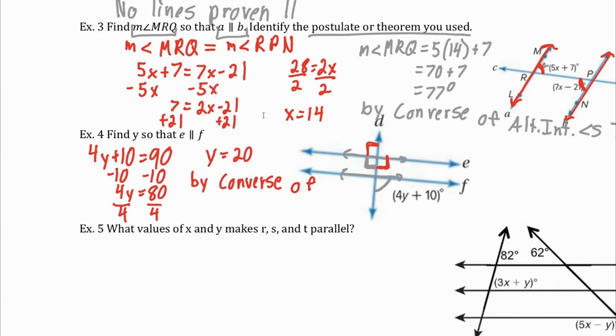If I picked that angle, then I would say alternate exterior. If I picked this angle, then I would say corresponding. There's lots of options. So I am going to pick this one, and I would say the converse of the corresponding angles postulate.